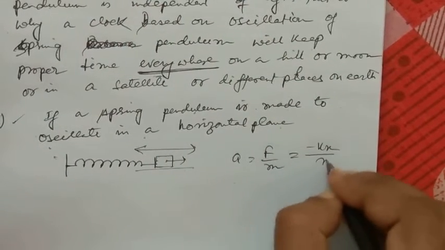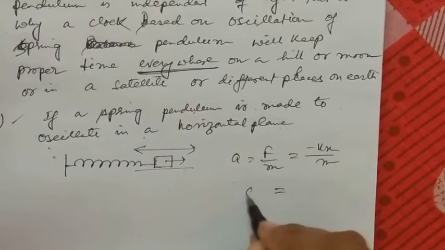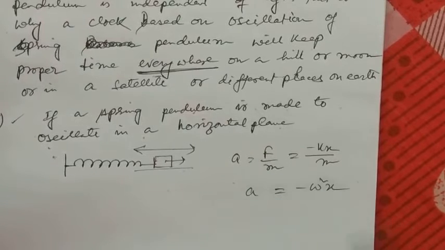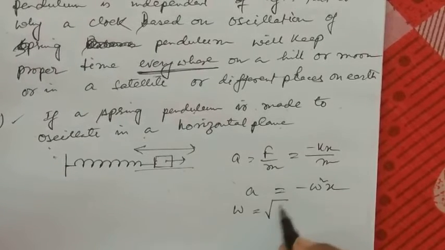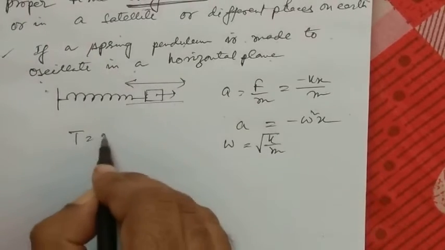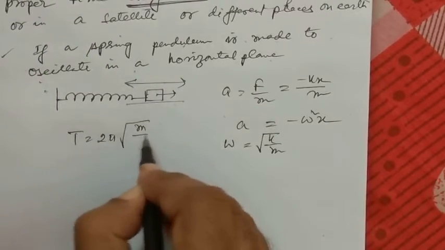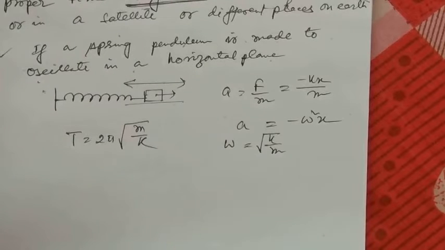Minus kx by m. What was minus kx? A was minus omega square x. So comparing, we get omega is equal to root over k by m. Similarly, the value of T becomes 2 pi root over m by k. So if we keep the spring pendulum in a horizontal plane, the value of time period will not change.